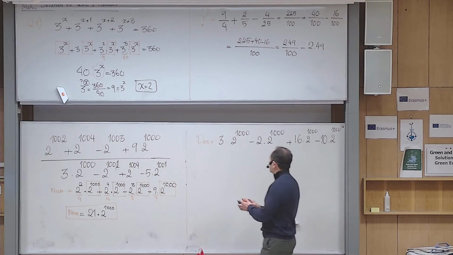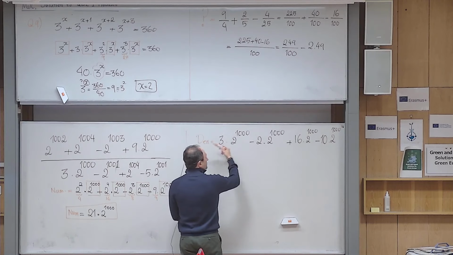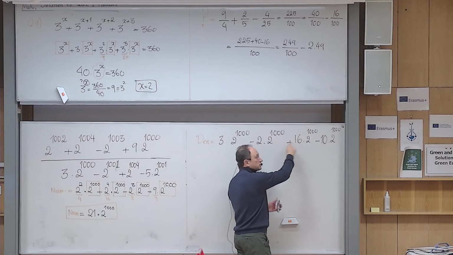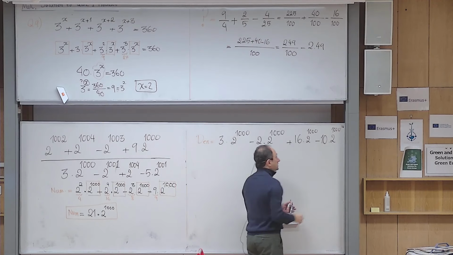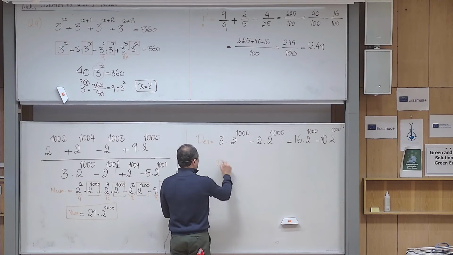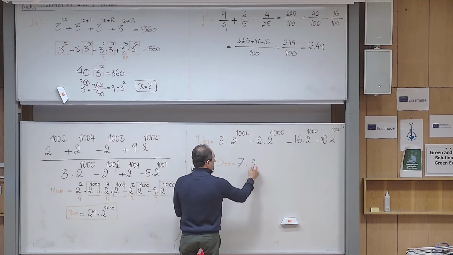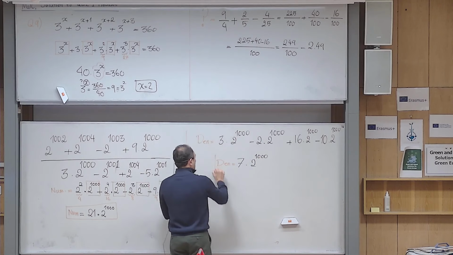And then again, the idea of the box. So I have 3 boxes. 2 of those boxes are gone, 1 box is left. 1 box plus 16 boxes is 17 boxes, minus 10, it becomes 7 boxes. So finally, the denominator becomes 7 boxes. Yes, so that is my denominator.